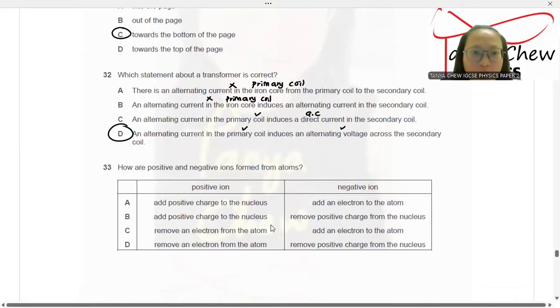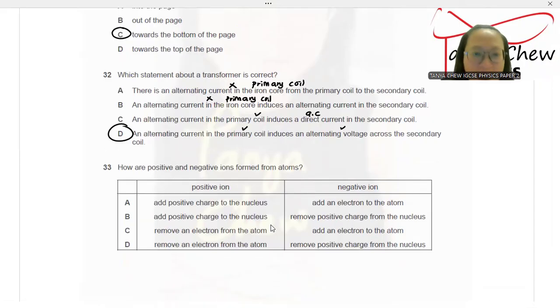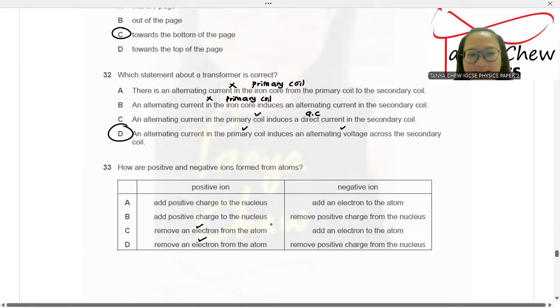Number 33, how are positive and negative ions formed from atoms? Positive ion, remember, right? There are two charges. Out of these two charges, positive and negative, only negative charges can move, right? So if you want positive ions, you have to remove electrons. You cannot add positive charge, because positive charges cannot move.